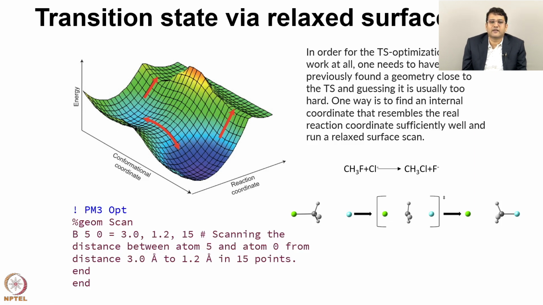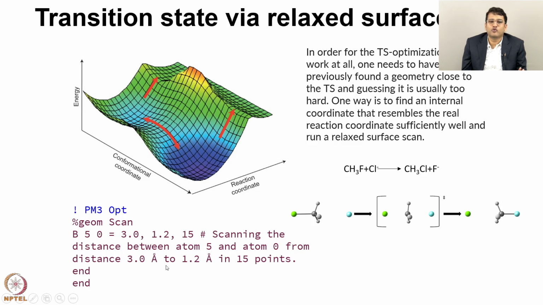Now, to do the relaxed surface scan, in this case we are going to use the semi empirical method PM3, and if you do the geometry scan, this is the keyword for scanning. This is the bond between the 5th atom and the 0th atom, and it will scan from 3.0 to 1.2 using 15 steps. And do not forget there are two ends to the block, one to end the scan keyword and one to end the geometry keyword. Now, the question is why I have chosen 3.0 to 1.2.